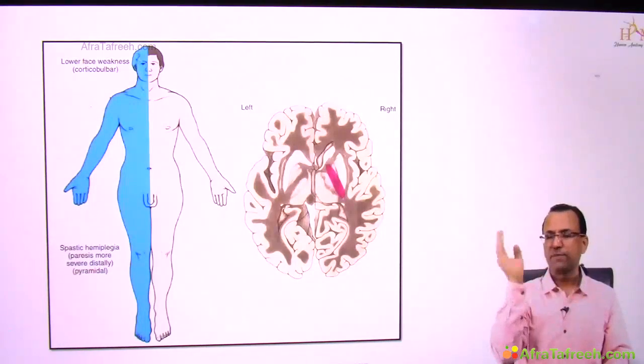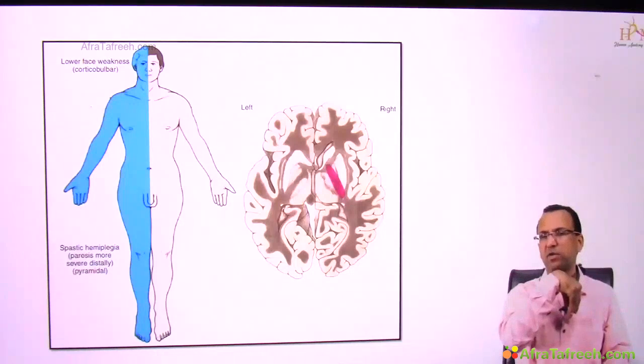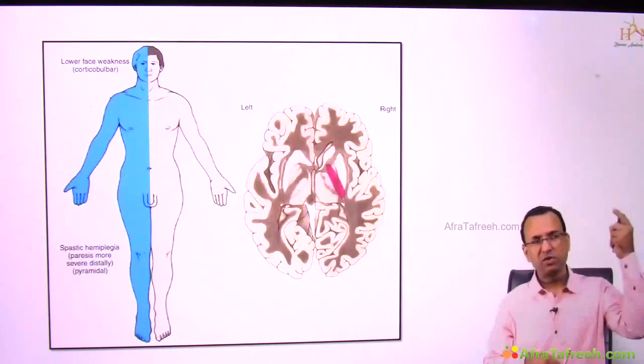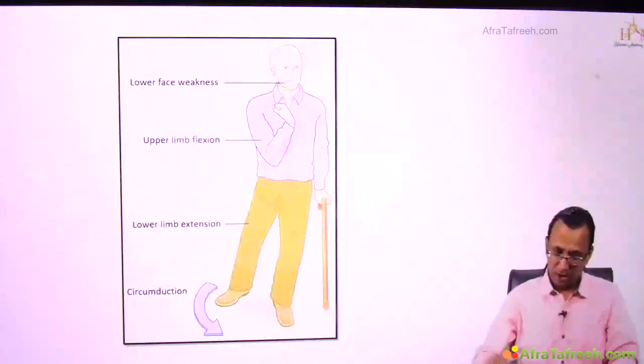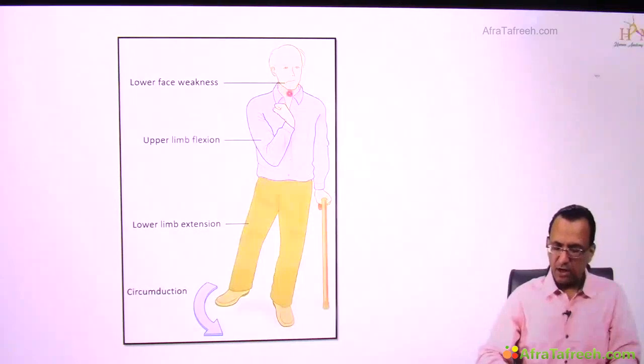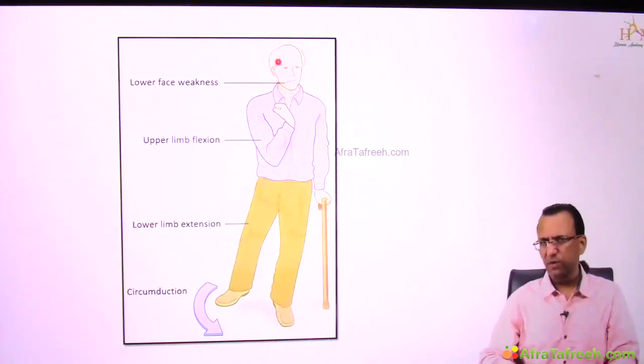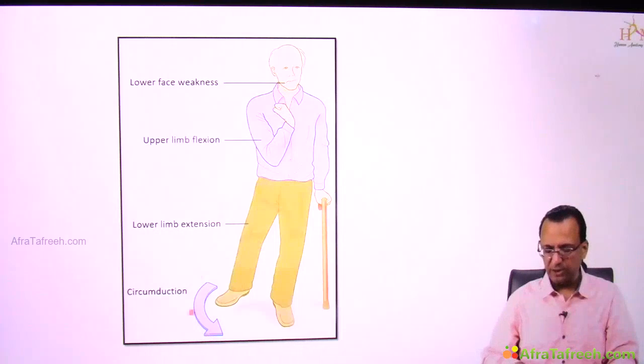So the upper limb will go into flexion deformity and the lower limb goes into extension deformity. Where's the lesion? The lesion is on the left side. That is what happens. Let me show you the diagram. See, there'll be lower face weakness if the genu is involved, flexion deformity for the upper limb and extension deformity for the lower limb. There'll be a circumduction gait also.